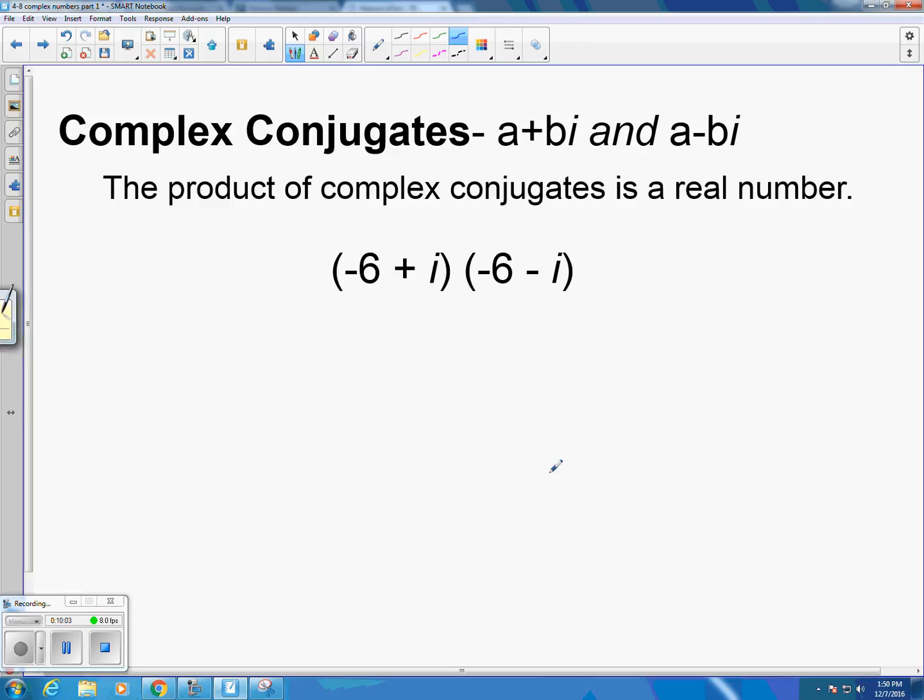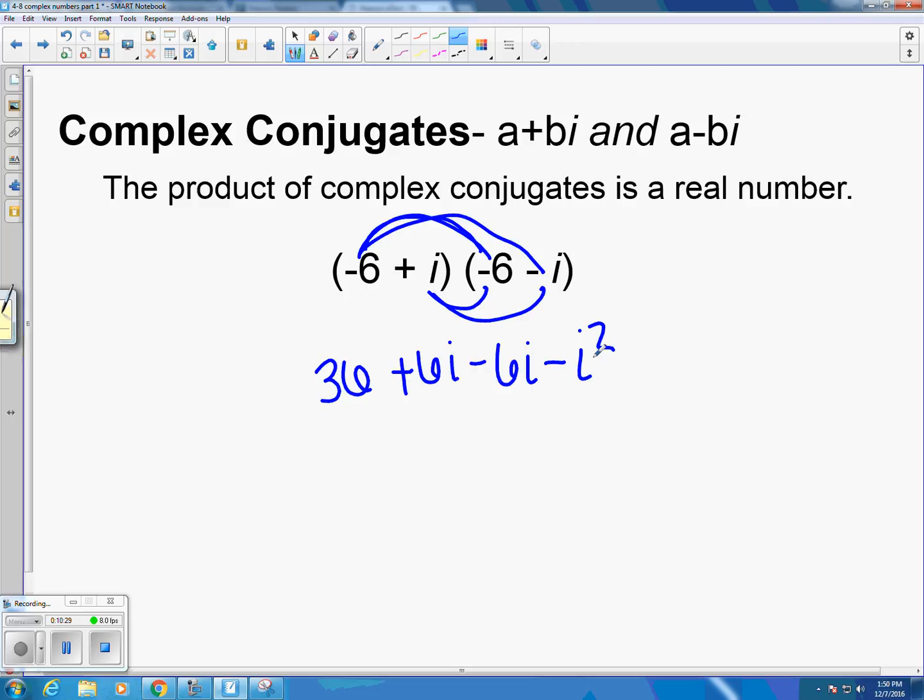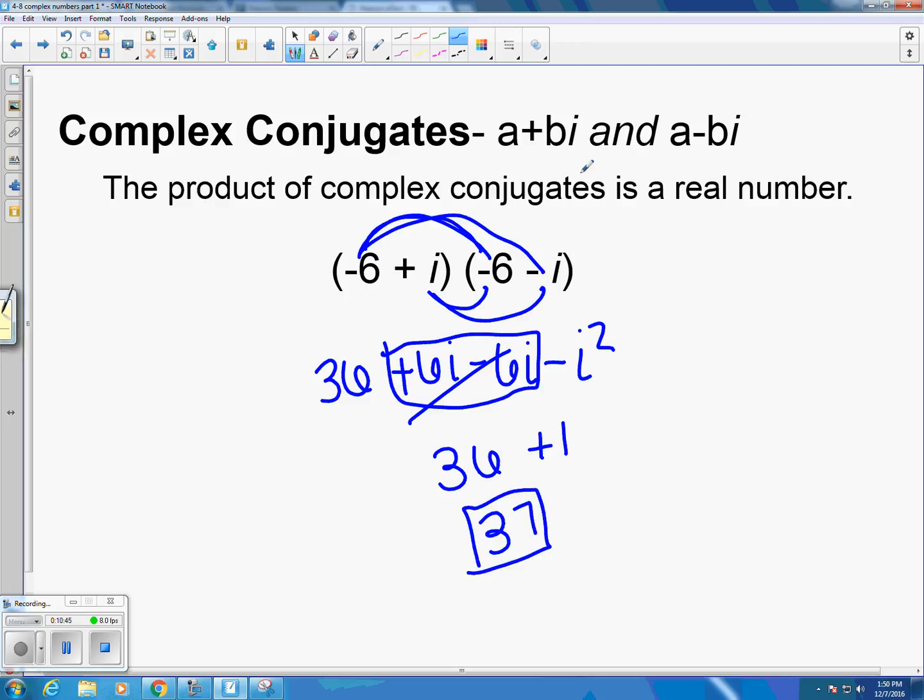When we are multiplying complex conjugates, our product is going to be a real number. So here we have 6 plus i times 6 minus i. I'm going to multiply these and get 36 plus 6i minus 6i minus i squared. So our imaginary parts cancel because 6i minus 6i is 0. Our i squared turns into plus 1. So we have 36 plus 1, which is 37. So when multiplying complex conjugates, our product is a real number.